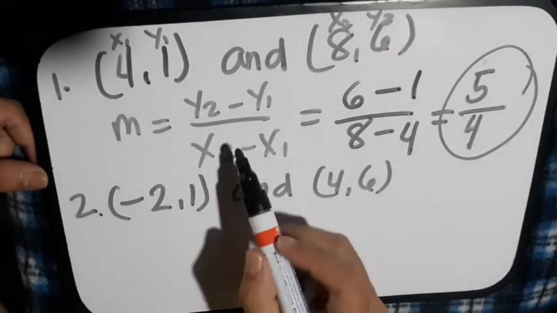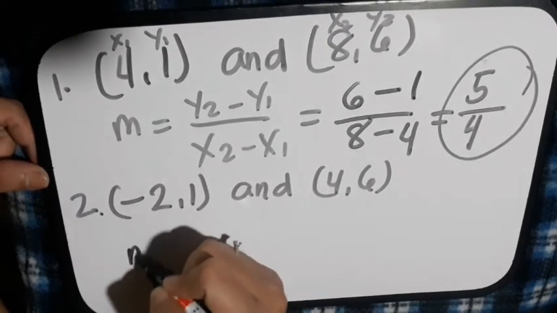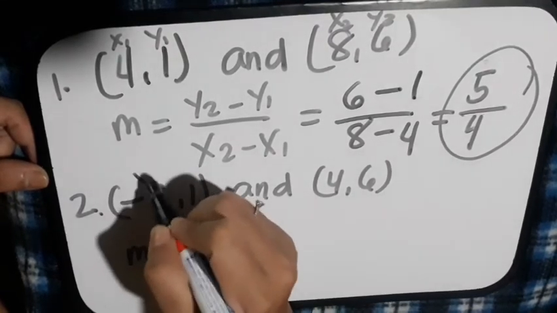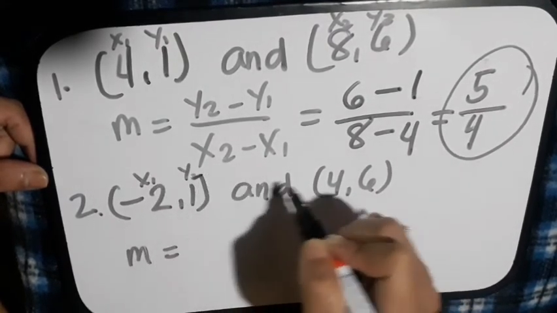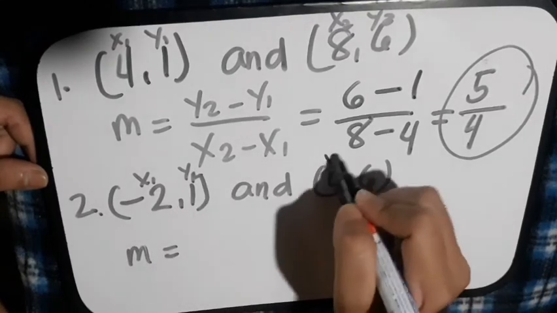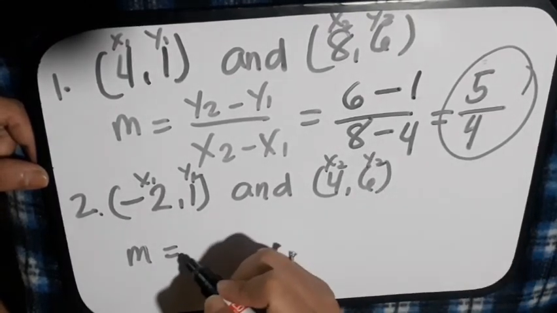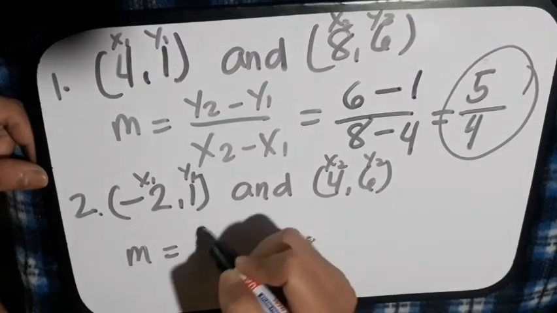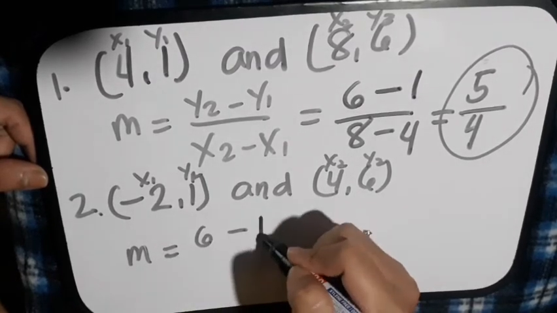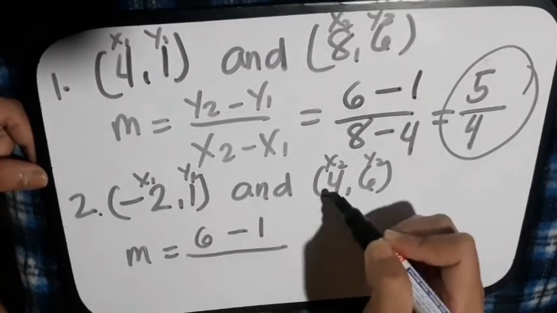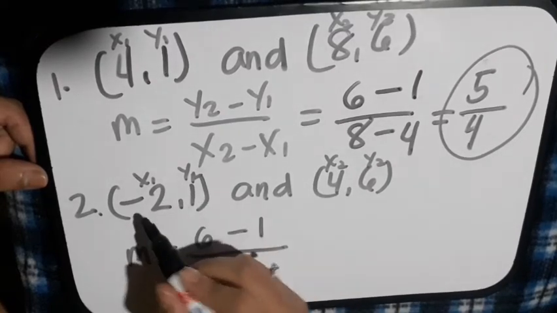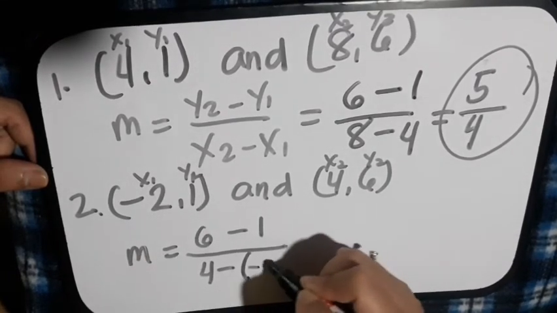Okay, so this is the formula, so we substitute the given, but before that we need to name the points x sub 1, y sub 1, x sub 2, y sub 2. So m is equal to y sub 2, which is 6, minus our y sub 1, which is 1, over our x sub 2, which is 4, minus our x sub 1, which is negative 2.